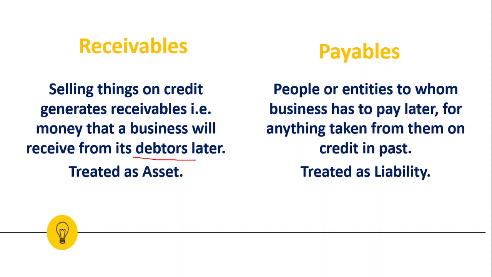That means short-term assets. If you have sold the goods on credit and you will receive money in some days or in some months, but again less than a year, within a year, so that will be treated as your current asset or short-term asset. So here I would again reiterate this concept that receivables are your short-term assets, your current assets.